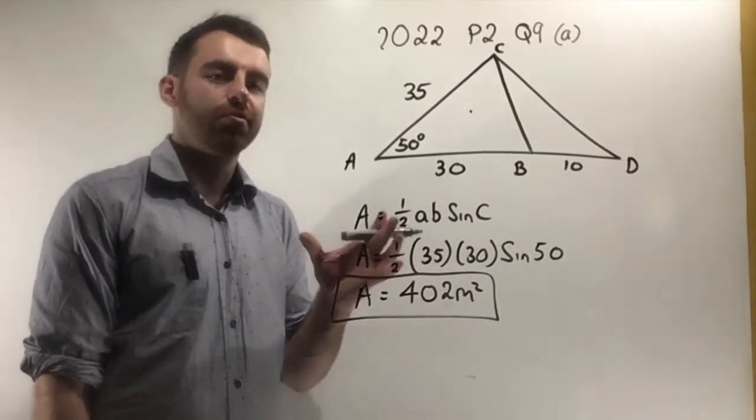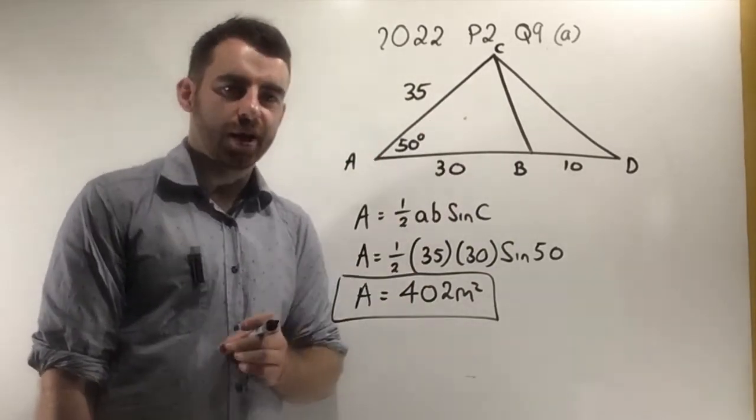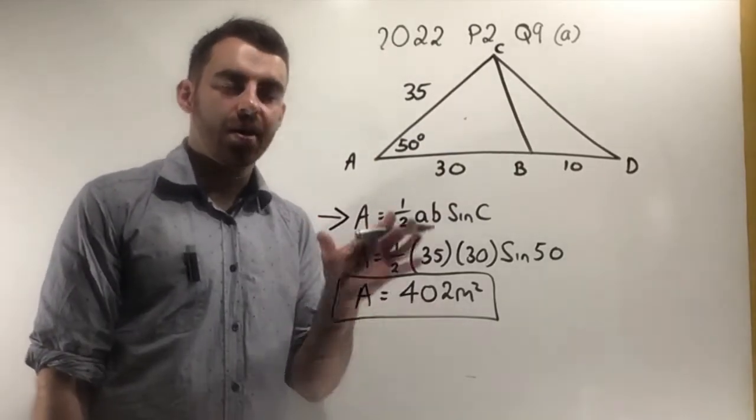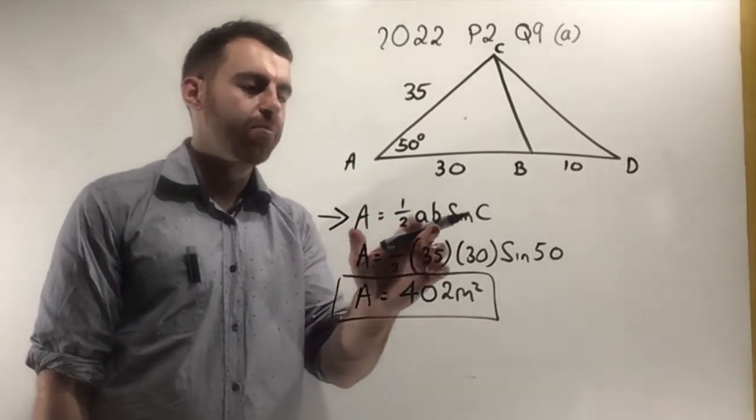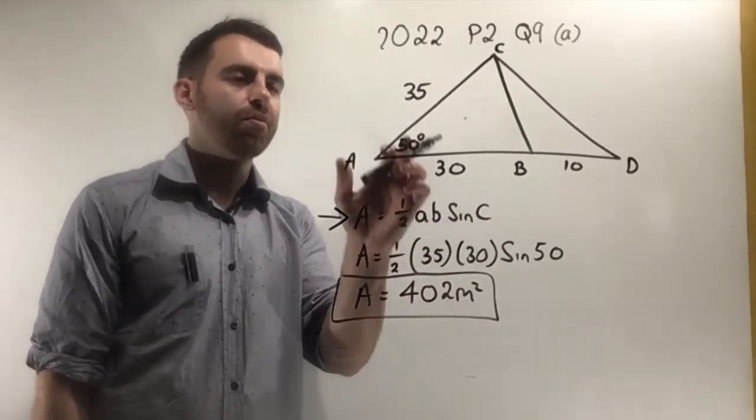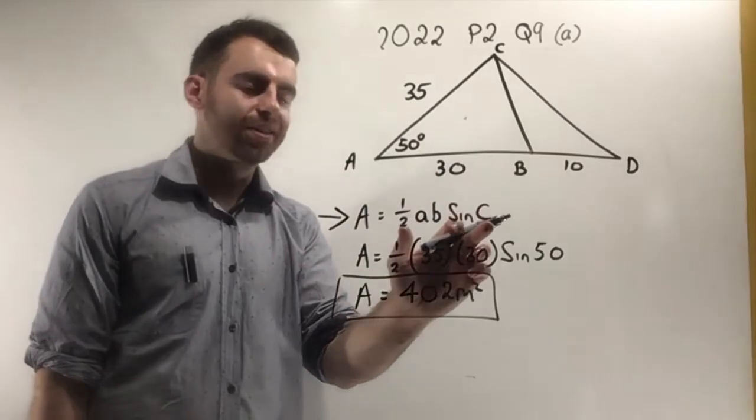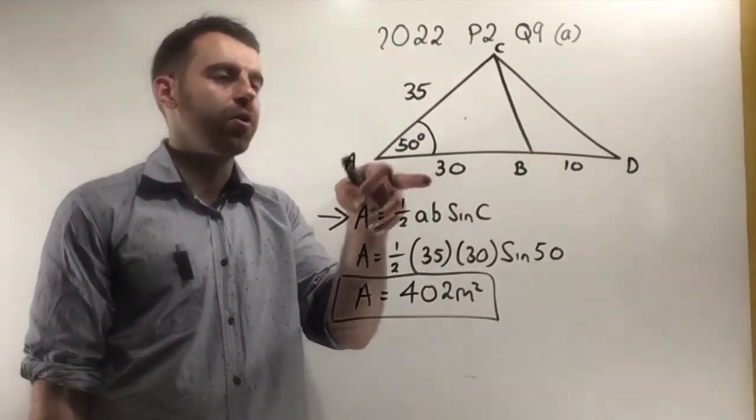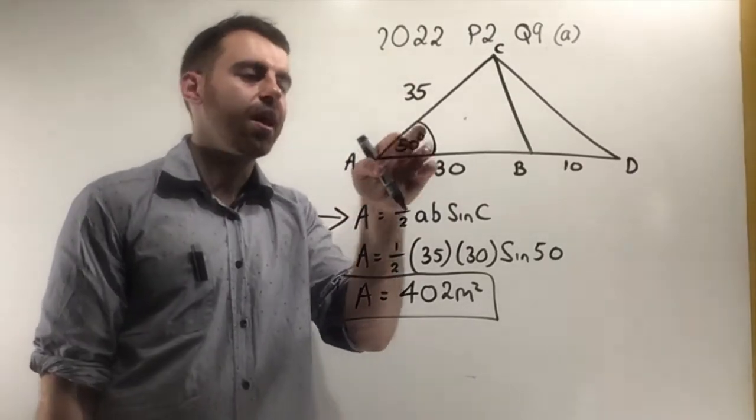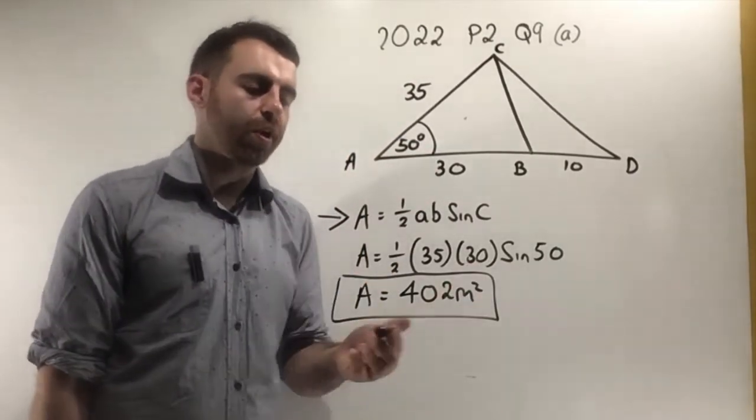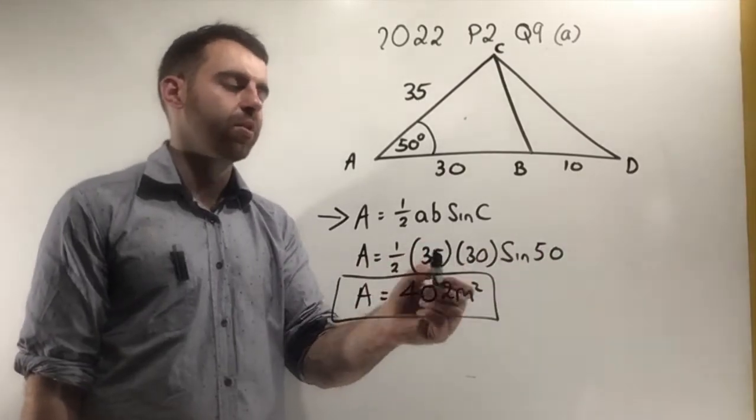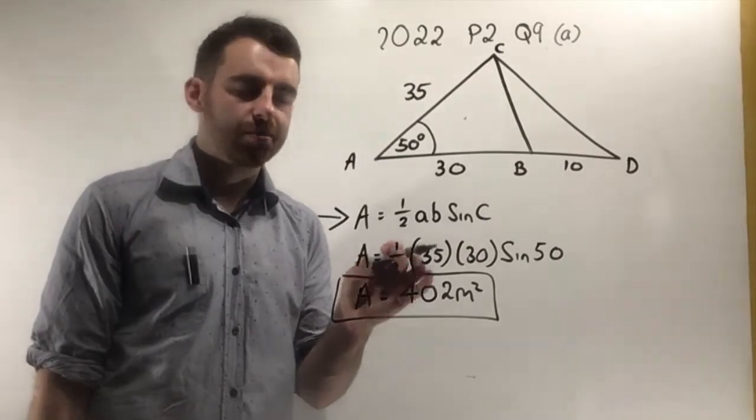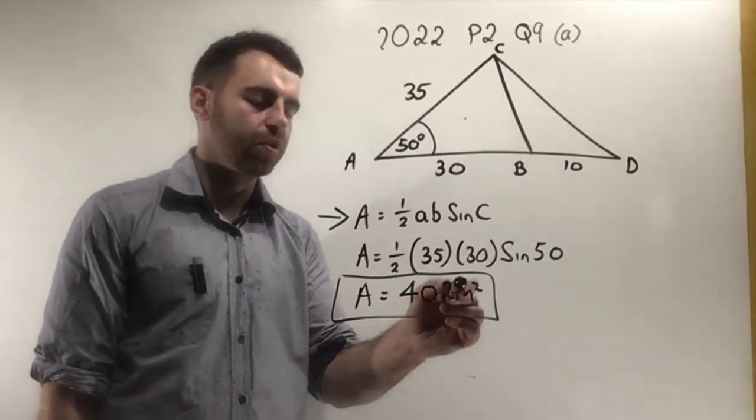So what I've done here is I've worked out the area of field 1, the triangle on the left. First of all, you go to your maths tables, and the formula for the area of a triangle is a half AB sine C, where A and B represent two sides in the triangle and C represents the angle in between those two sides. Since I have 30 and 35, they're the two sides, and I have the angle in between it, you just sub straight in. And when you sub in, you get a half times 35 times 30 times sine 50. If you plug it into your calculator, to the nearest meter squared, your answer is 402 meters squared.